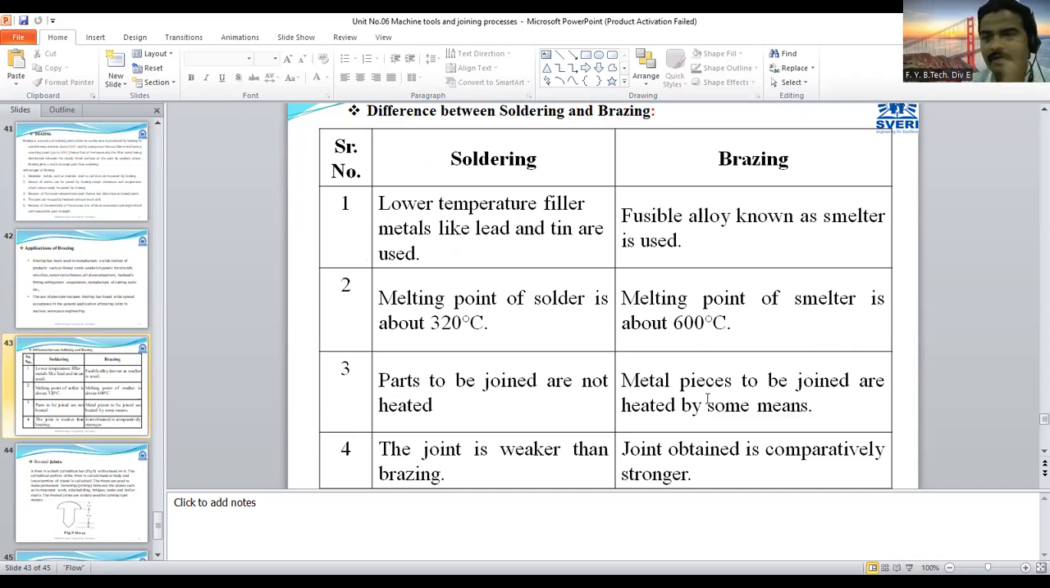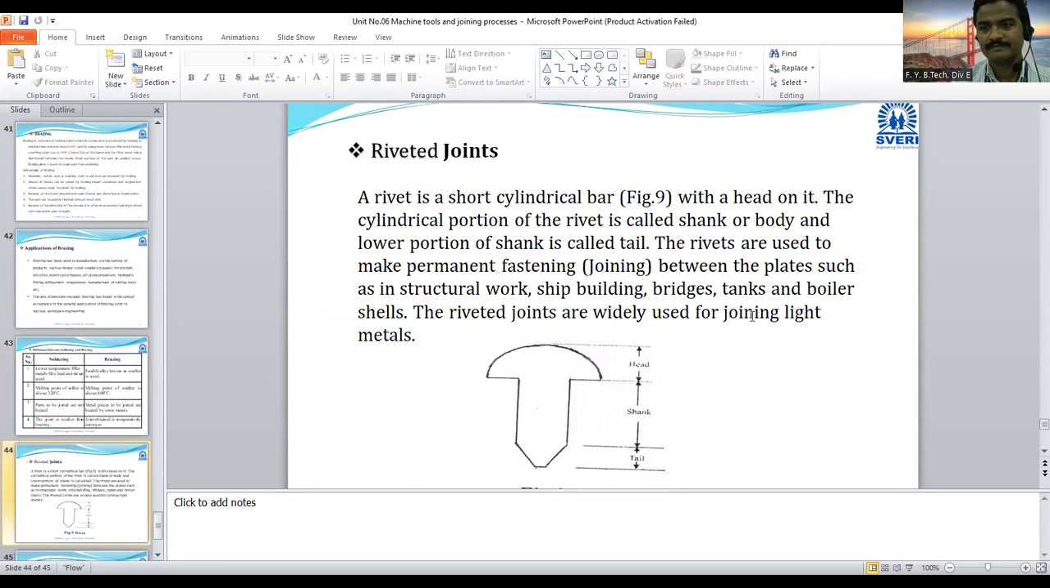Then one homework for you people: write the difference between soldering and brazing. You have noted advantages, disadvantages, the definition of soldering and the definition of the brazing process. By studying this, you can prepare the comparative points for soldering as well as brazing. In the notes I have also included this difference point. Please prepare well.